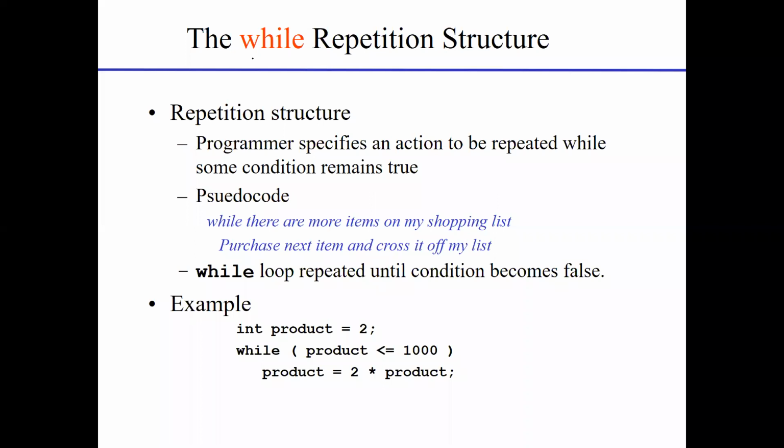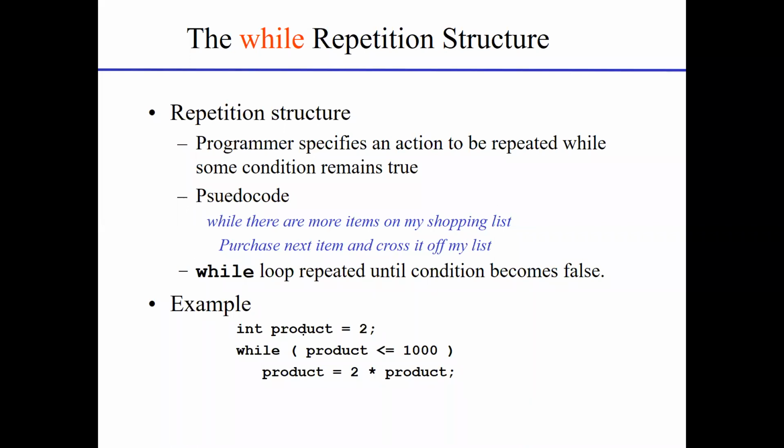In this slide, the while is the repetition structure, or the looping structure. In a repetition structure, the program specifies an action to be repeated while some condition remains true. If the condition is true, then the set will be executed. Otherwise, skip it, so do not repeat. So the while loop repeats until the condition becomes false. Just an example, you can see here.